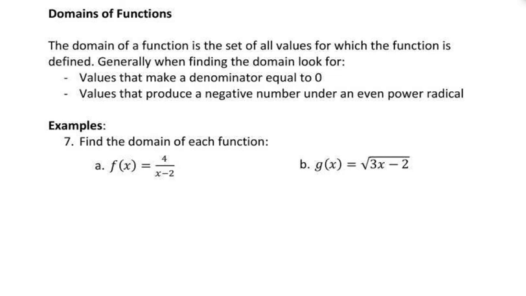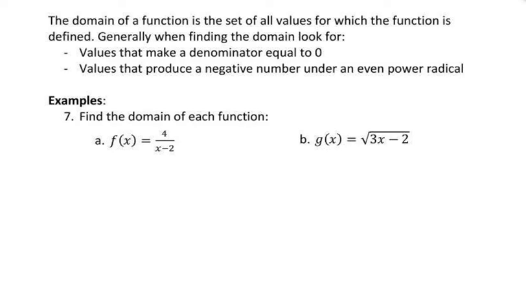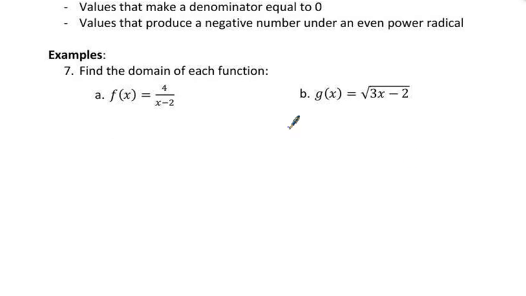So those really are the two restrictions that we're mainly looking for at this level. And so a couple examples with that. Here I have a variable, I see it in the denominator, so I need to find what value of x would make the whole denominator equal 0.